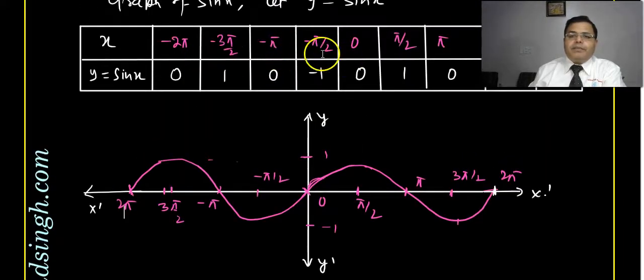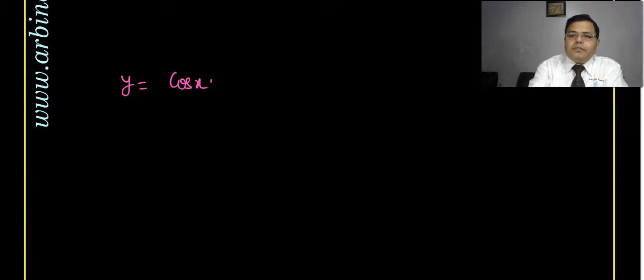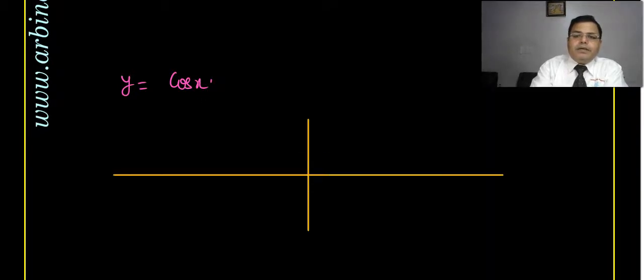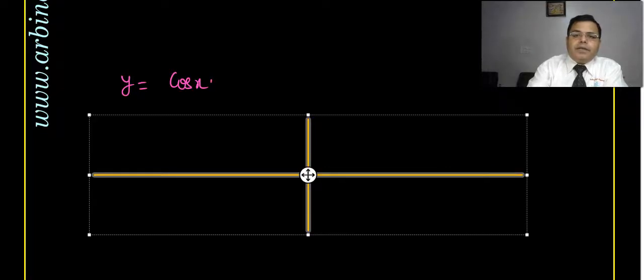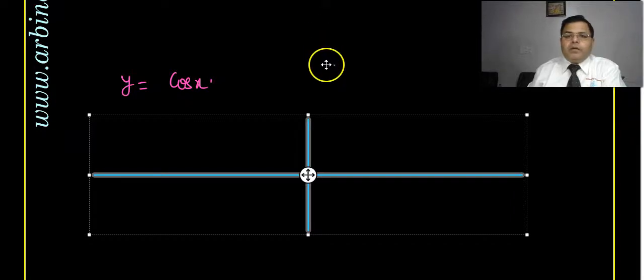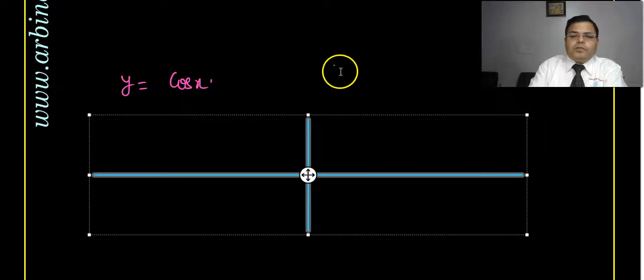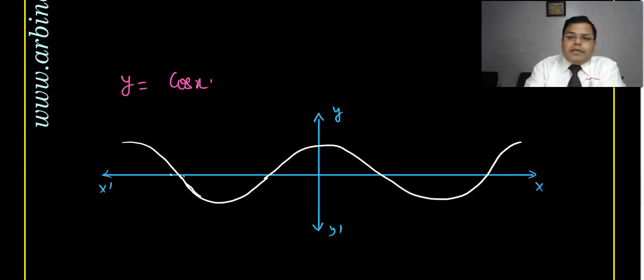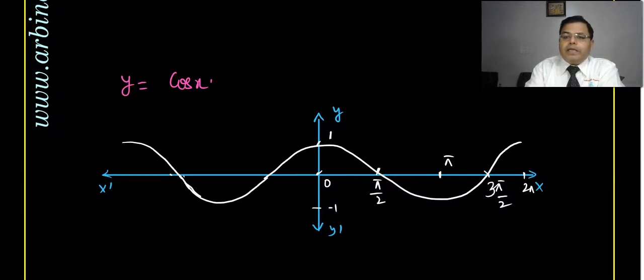Similarly, if you plot the same table for cos x and tan x, you will get it. The graph of y is equal to cos x will lie between minus 1 and 1. Let me write this. So it will plot the value like here, this is 0 and the value is 1 for cos 0. Cos pi by 2 is 0, cos pi is minus 1, cos 3 pi by 2 is also 0, and at 2 pi it is 1 again.